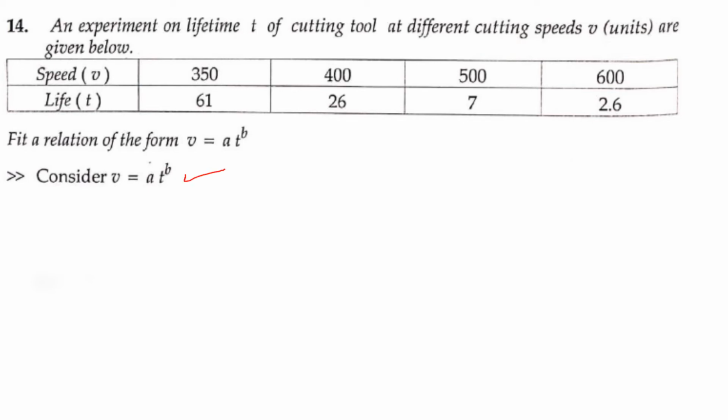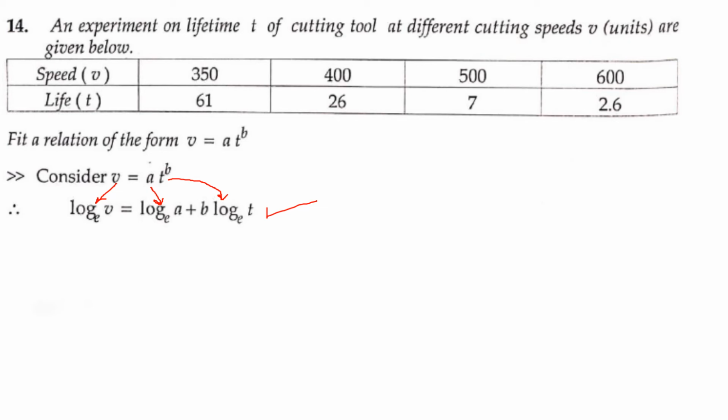Consider this and express this as a linear equation is the first step by applying log on both sides. Let us apply log on both sides. If we have applied, log v to the base e is equal to log a to the base e plus b log t to the base e. After applying the properties we have written directly. You can include more steps in between as we did in the previous explanation.